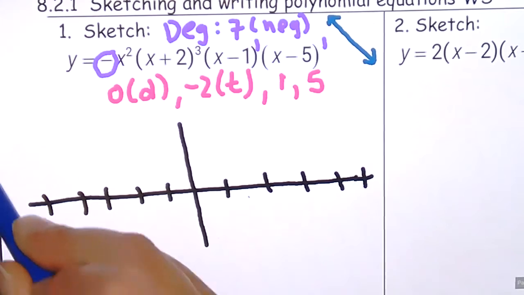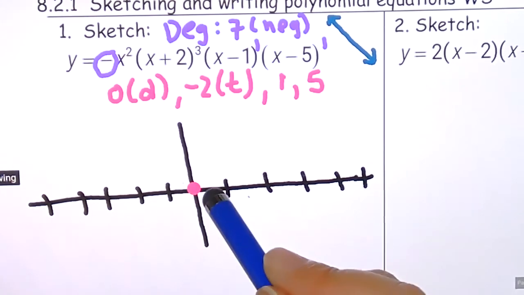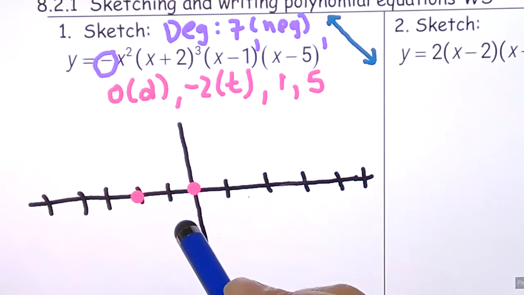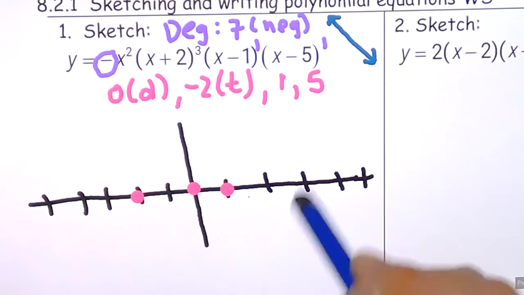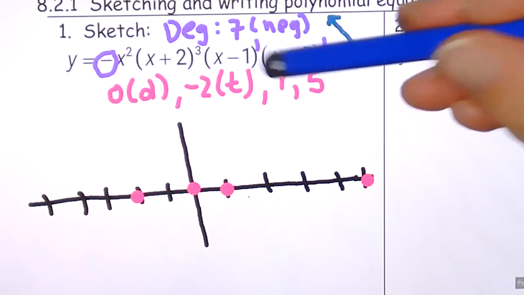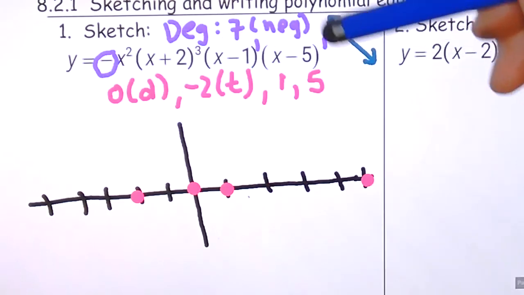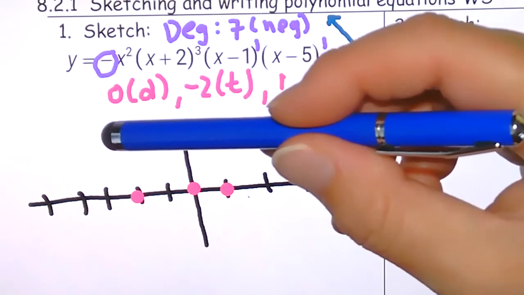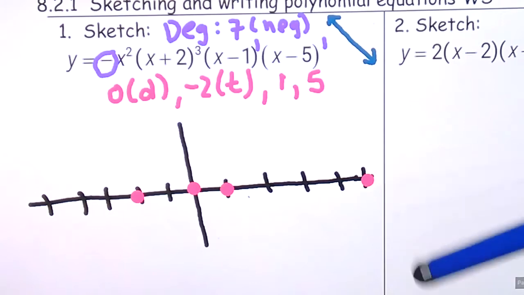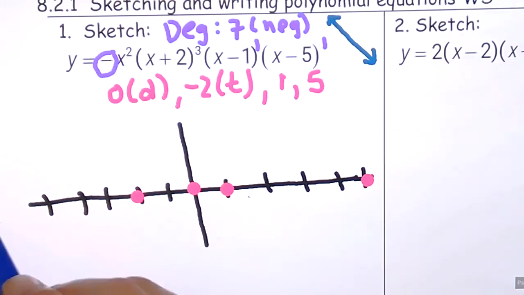And I'm going to plot my points. So I have 0 and that's a double, so I have to pay attention to that. Negative 2 is a triple. Then 1 and 5. And again, since it's odd, it's like a line. Since it's negative, it should be like a negative line where it's going to start above, go through, and then end up finishing below, just like this does. It should start and stop in opposite directions.